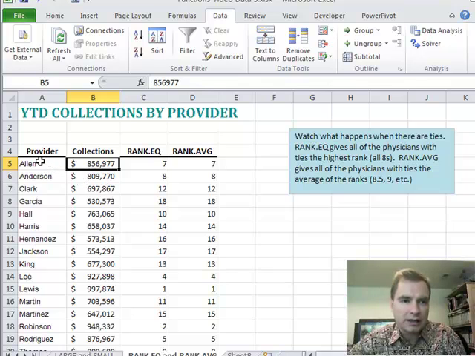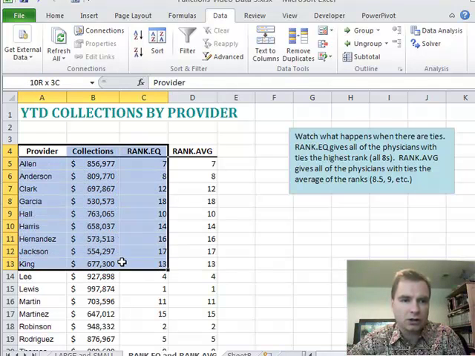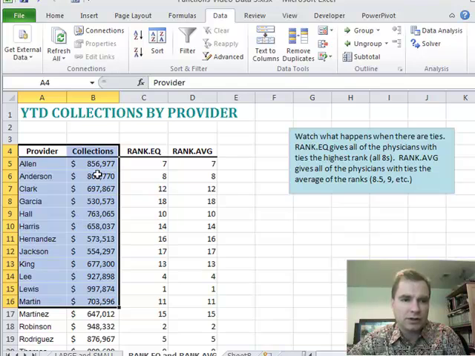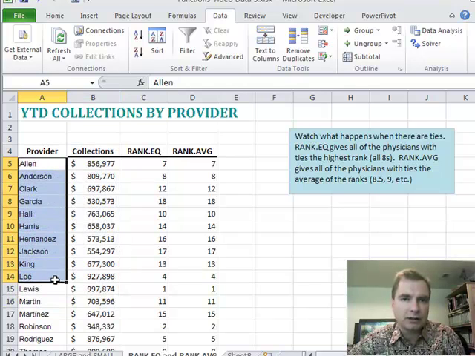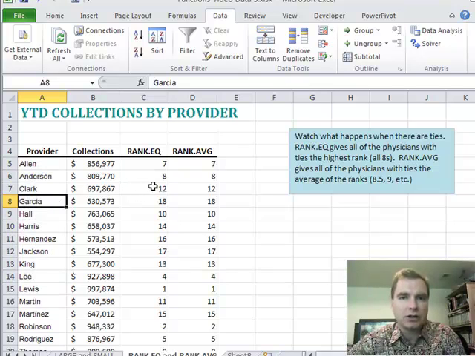Now I could always take the data and sort these two columns ascending or descending and get my highest numbers at the top or the lowest numbers at the top or whatever. But if I want to leave these numbers sorted the way they are, alphabetically or by seniority, or if I have several years' worth of collections data and I want to know how did Dr. Garcia do in year 2 versus year 3 versus year 4, was she at the top? Was she at the bottom? How did she rank in relation to her peers across time?